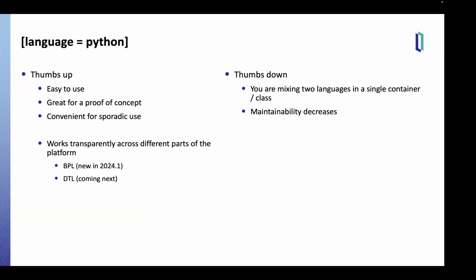The challenge hereby is that you're mixing two languages in a single environment. So you end up having a class which is written in ObjectScript and in Python. And that can be difficult for maintainability and also for mixed skill sets. If you have a developer who only knows one of those languages, it's really hard for that person to walk through that code and understand what's going on.